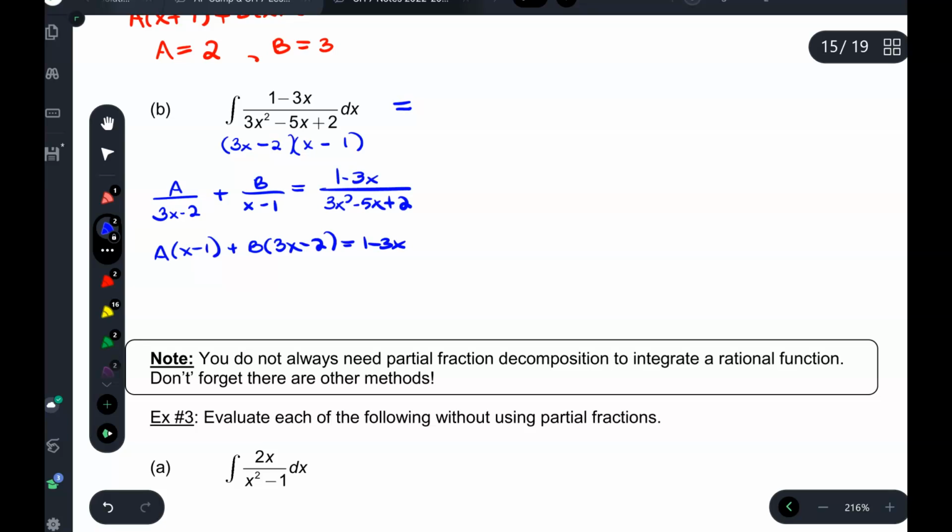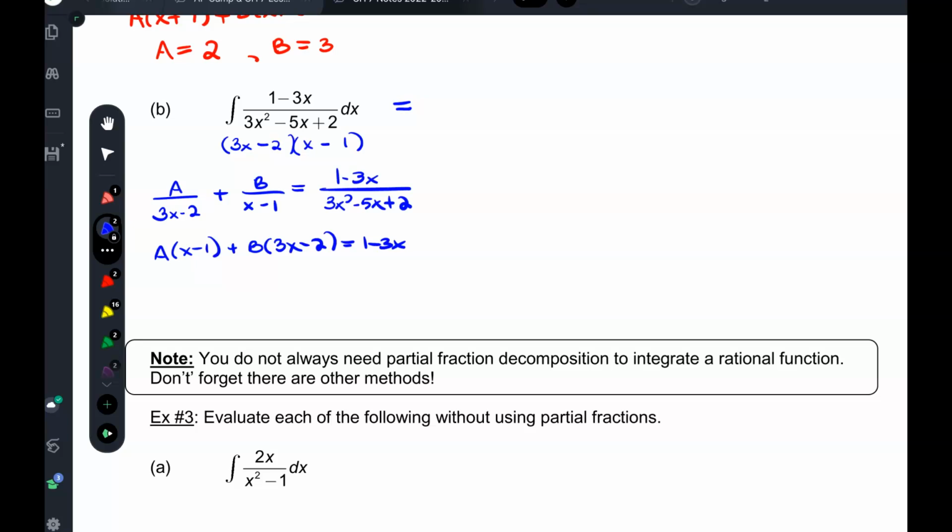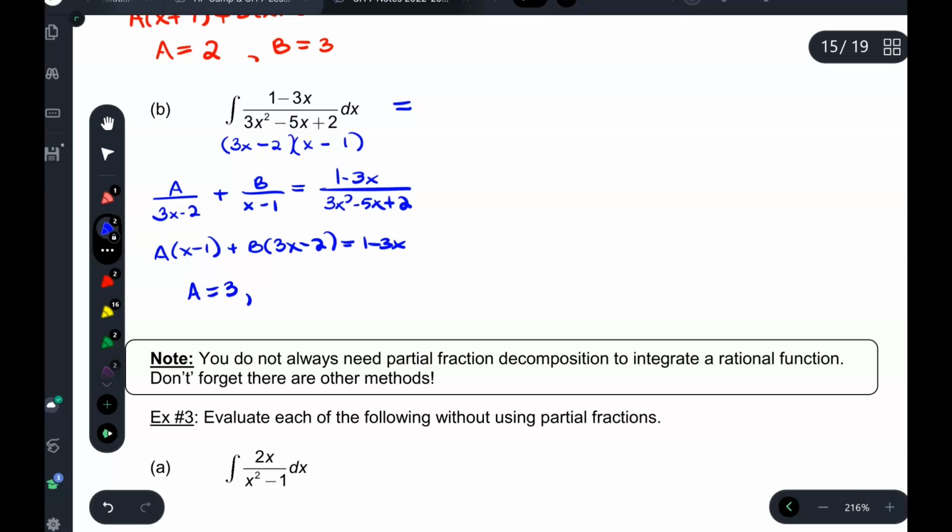Okay. And then we just have to figure out A and B. All right. B equals negative 2. Okay, 1 minus 2. Negative 2, yeah. And A equals 3, and B equals negative 2. Yeah, that's right.